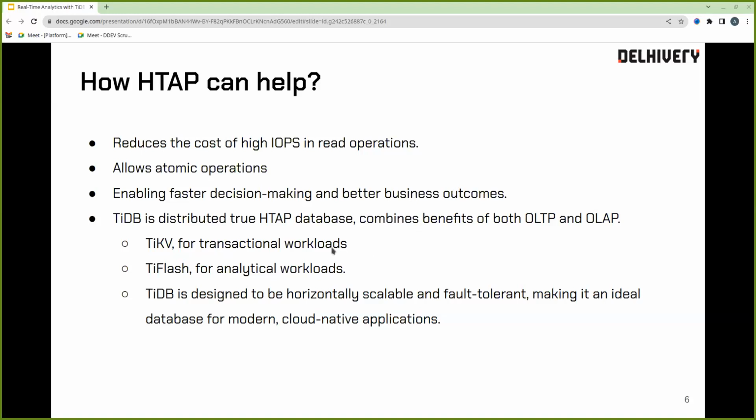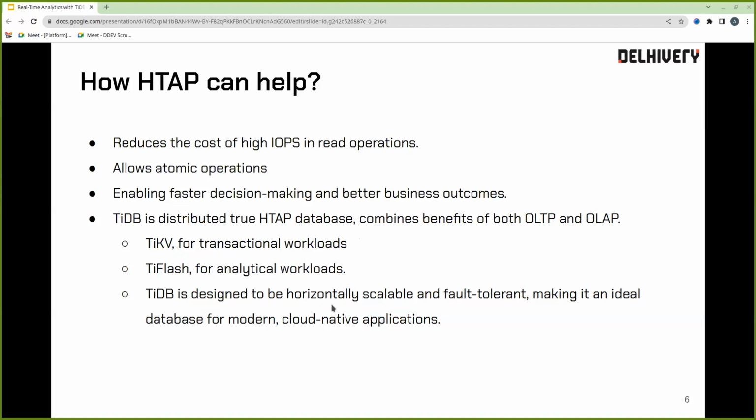Here, TiKV specifically serves as the transactional storage within TiDB, ensuring efficient processing of transactional workloads. It provides horizontal scalability and fault tolerance, accommodating the needs of modern and cloud-native applications. Similarly, TiFlash handles the analytical workload, offering high-performance queries for large-scale data analytics. It empowers users to perform near real-time analytics on massive datasets.